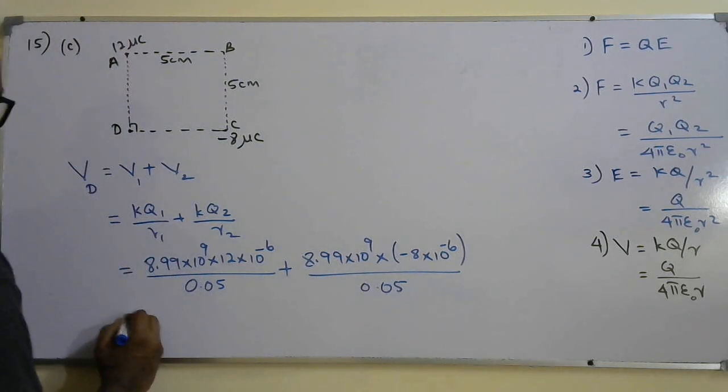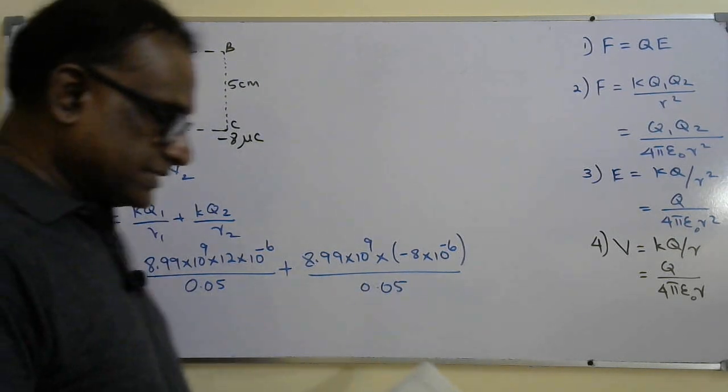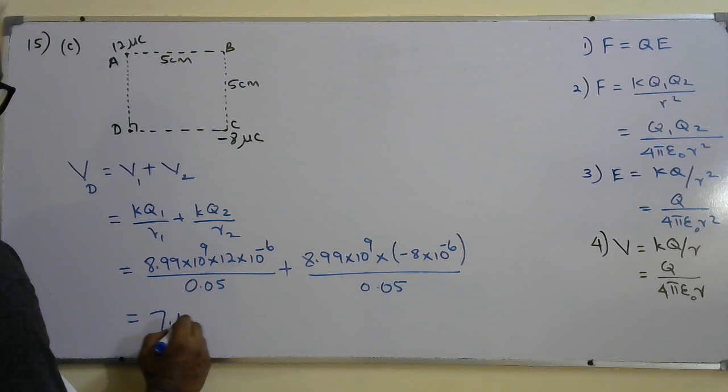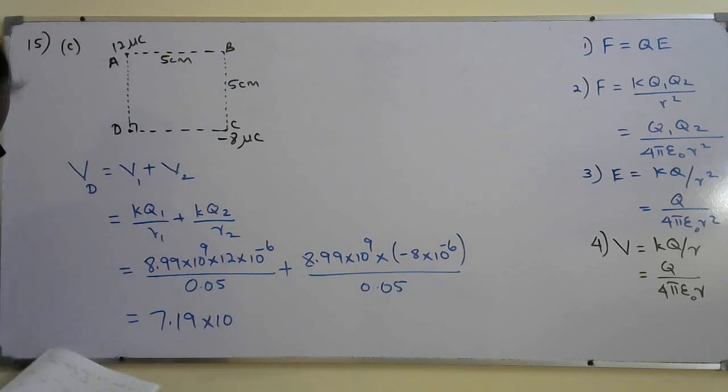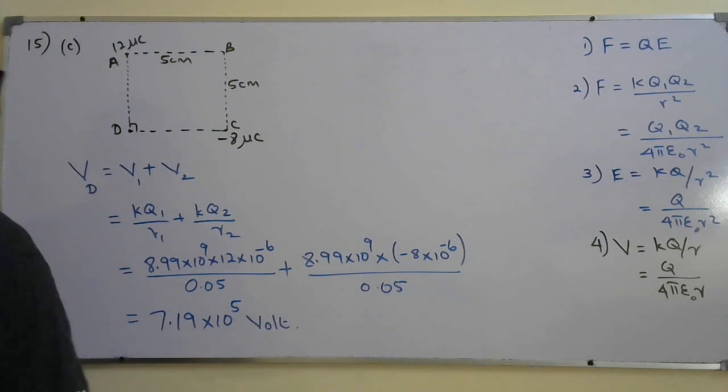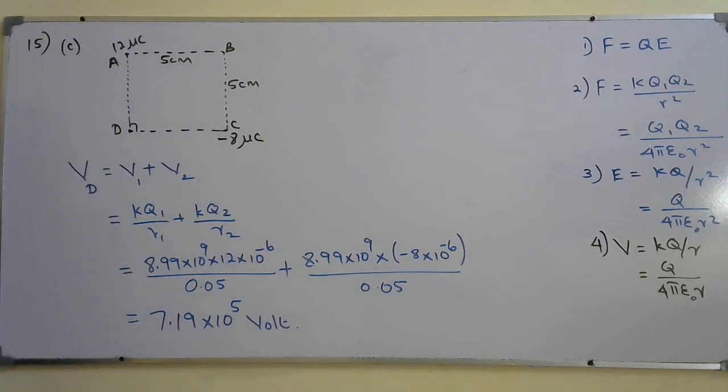0.05. Solve it. It could be positive or negative. It's okay, whatever it is. So when we solve, we get 7.19 × 10^5 volt. That's the resultant electric potential at point D.